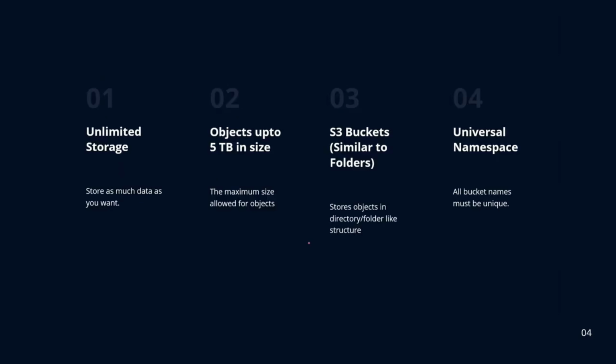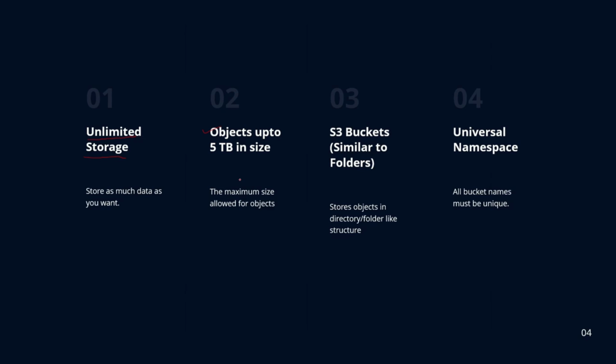Moving on, we're going to talk about a few features of an S3 bucket. An S3 bucket has unlimited storage, which means you can store as much data as you want in an S3 bucket, or in the S3 service that AWS provides. There is no limit at all. Now, an object can be up to 5 TB in size.